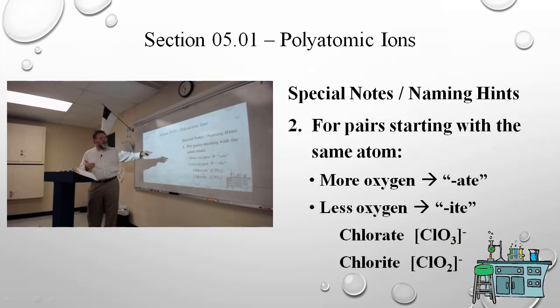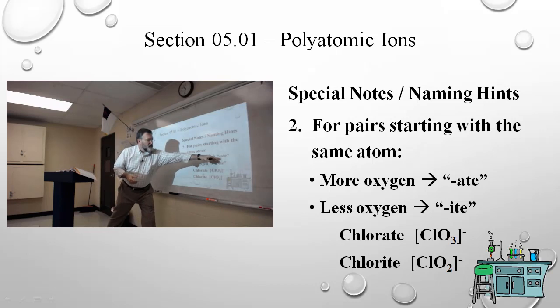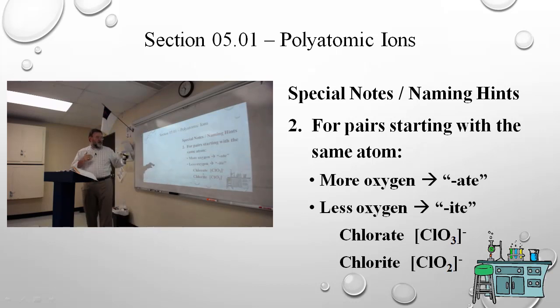Well, for those pairs, the one that has more oxygen is going to be the ate. Its name is going to end in ate. And the one which has less oxygen is going to end in ite. The examples I give here are chlorate and chlorite. See, it doesn't say how many oxygens, it just says more or less. In this case, the chlorite has 2 oxygens, and the chlorate has 3. Since ClO3 has more oxygens, it gets the ate ending. And ClO2 has fewer, therefore it gets the ite ending.